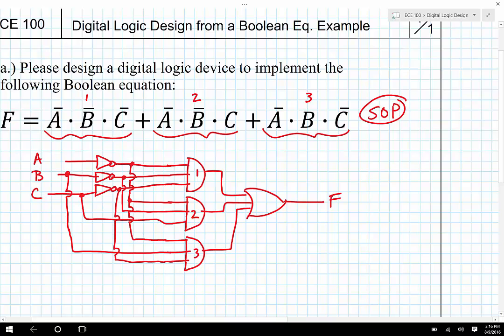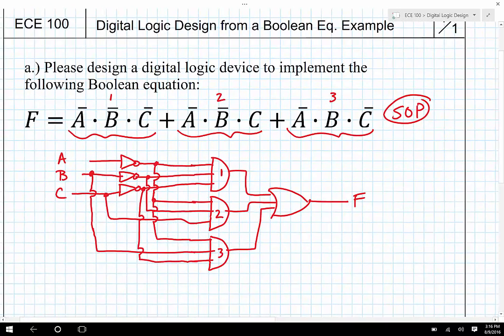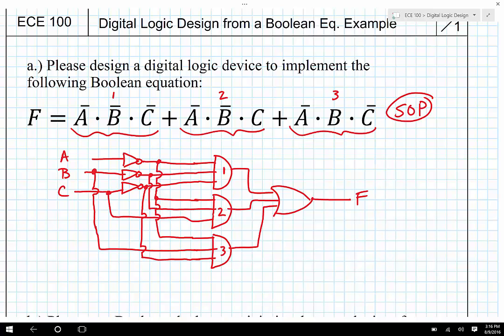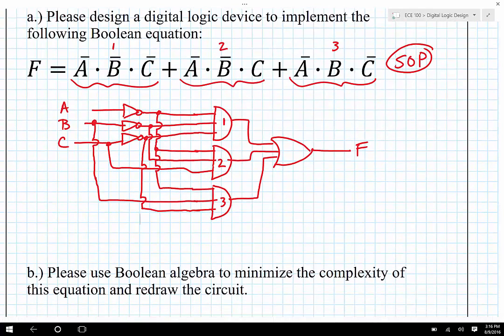And there is a completely miserable solution to this problem. But if you were only asked to design a digital circuit that will implement this equation, that is a solution. It's one that I'm not proud of, though. So let's move on. Please use Boolean algebra to minimize the complexity of the equation and redraw the circuit. Okay, that'll make my life a lot better.